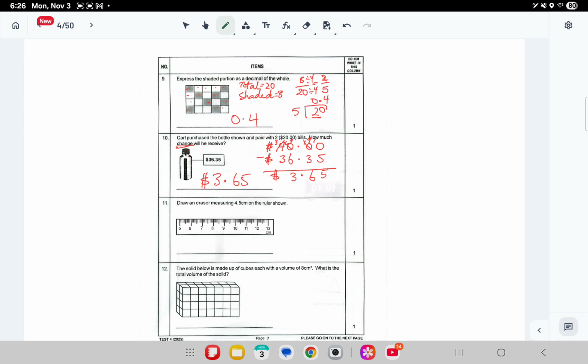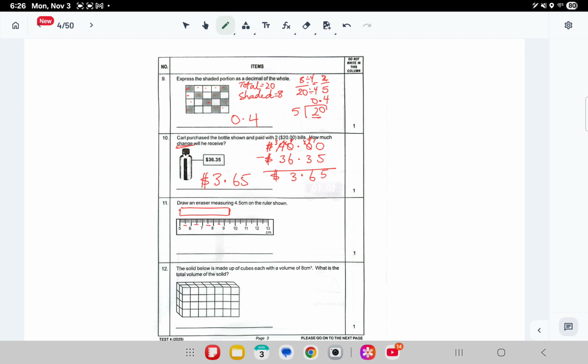Draw an eraser measuring 4 and a half or 4.5 centimeters on the ruler shown. So if you start at 5, you're counting 1, 2, 3, 4, and a half would be here. So you start at 5 and you end at 9.5. Alright.